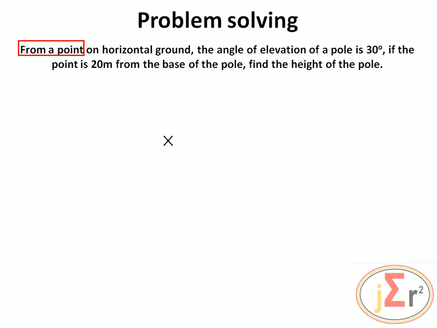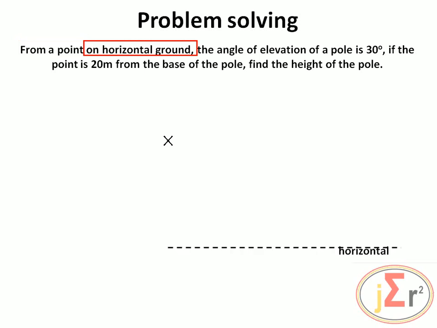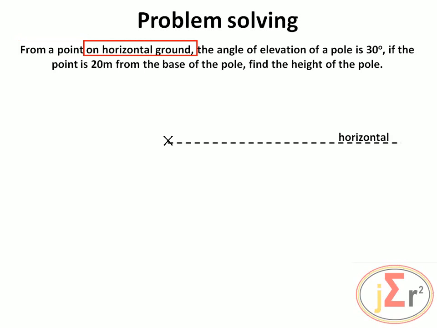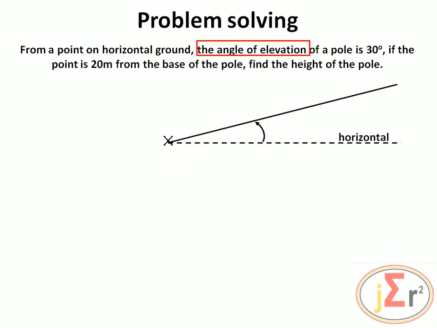So we say from a point, and there's your point, and the point is supposed to be on horizontal ground. The angle of elevation of the pole is 30 degrees. So let's do that. Right, so the angle of elevation is 30 degrees. This is your line, and we are moving from the horizontal in an upward direction. And that is how we know that that's our angle of elevation. And they say 30 degrees.